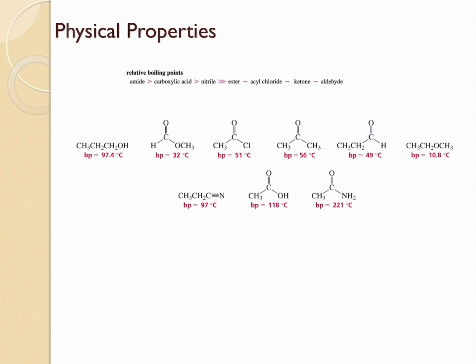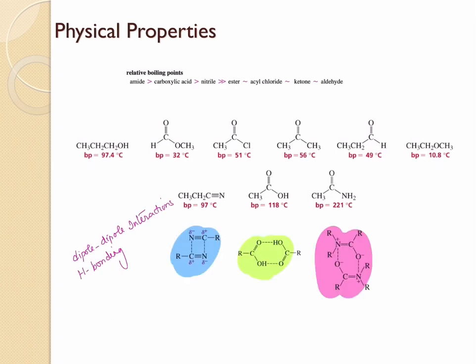And also, when you compare these carboxylic acid derivatives with amides, carboxylic acids, and nitriles, all of these 3 compounds are going to have higher boiling points. And this is because of 2 important effects. One is dipole-dipole interactions, and the other one is hydrogen bonding. For example, a nitrile is going to have strong dipole-dipole interactions, because of which its boiling point is close to that of alcohol.